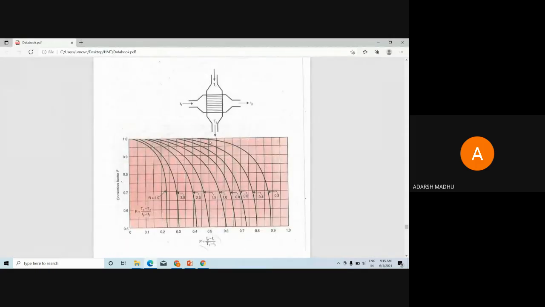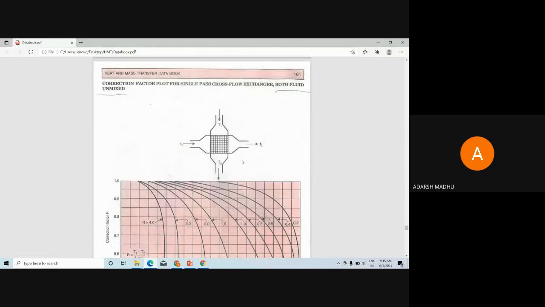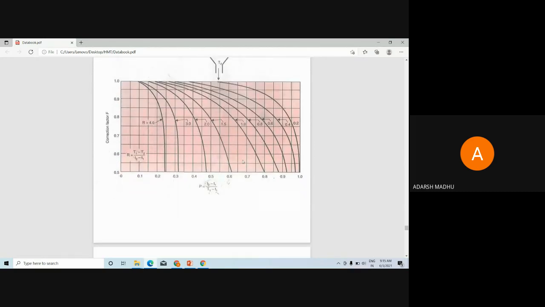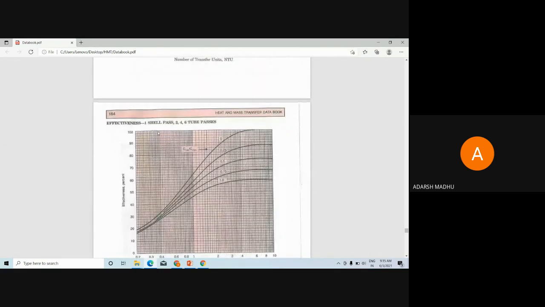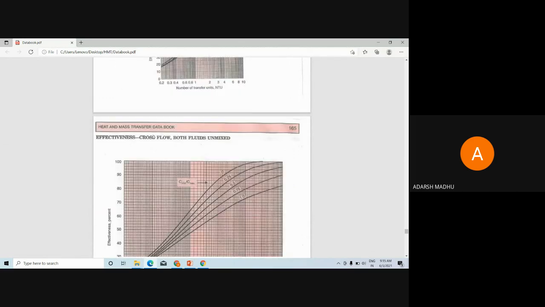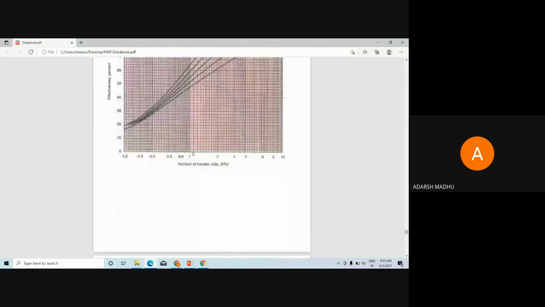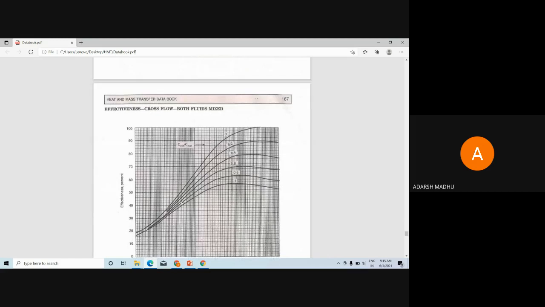In the last session we did a problem using the correction factor F. We found the value of the correction factor using this graph. After the correction graphs, we can see graphs like this: effectiveness for parallel flow, effectiveness for counter flow, effectiveness for 1 shell pass with 2, 4, 6 tube passes, effectiveness for 2 shell passes with 4, 8, 12 tube passes, effectiveness for cross flow with both fluids unmixed, and cross flow with one fluid unmixed.